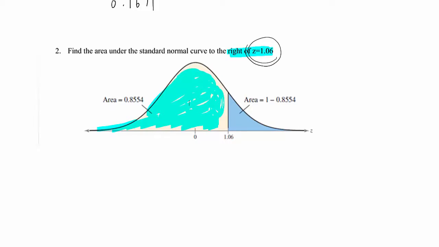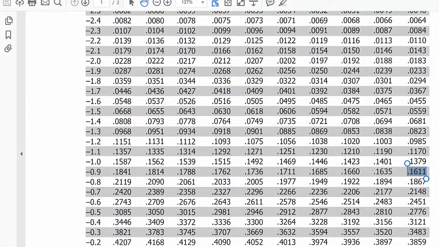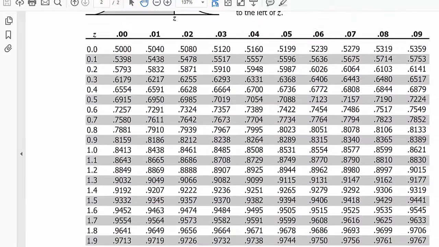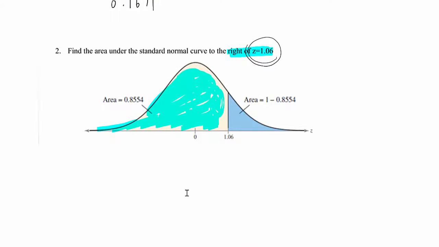So let's double check anyway. 1.06, so it's the positive side here. 1.0 and then 6, which is 0.8554. So as you see, this is 0.8554. So that's the z-score value given for 1.06. But we don't want to find the left side value in this case. We want to find the right side.